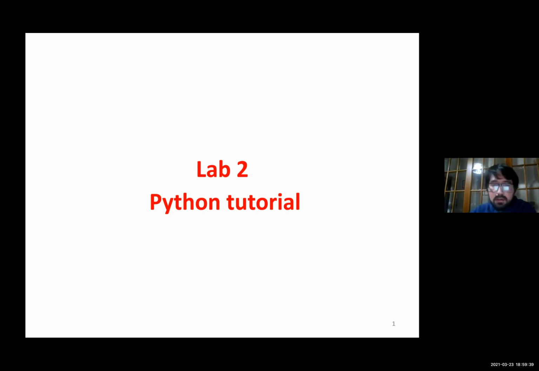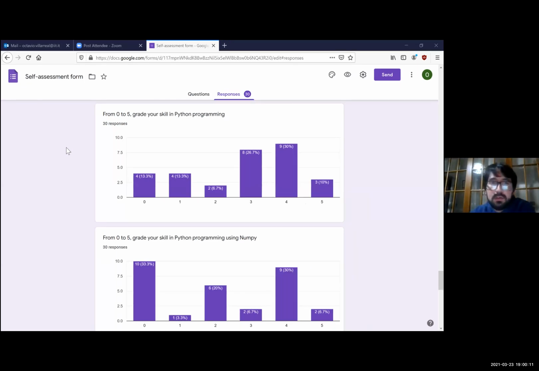Okay. So I will start the tutorial, just as a disclaimer, as I already mentioned. Actually, I would like to start with something else, just to give you a bit of a preamble to the lab. One of the main reasons why we decided to do this tutorial is the results of this self-assessment form. So here you see the form that I'm talking about.